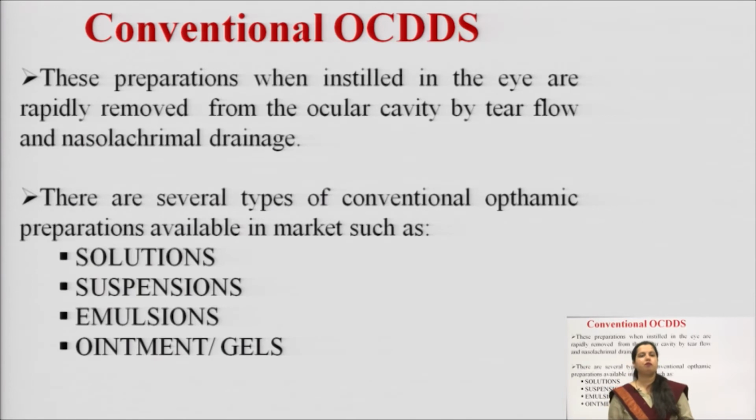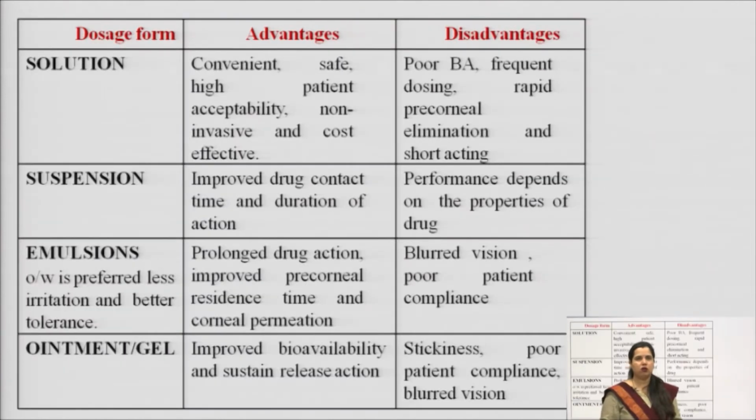all those lacking portions of the conventional forms. Now, there are several types of conventional ophthalmic preparations available in the market, such as solutions, suspensions, emulsions, ointments and gels. You may have used them. I have made a comparative chart of all these conventional forms. You see the dosage form solution. What are the advantages?